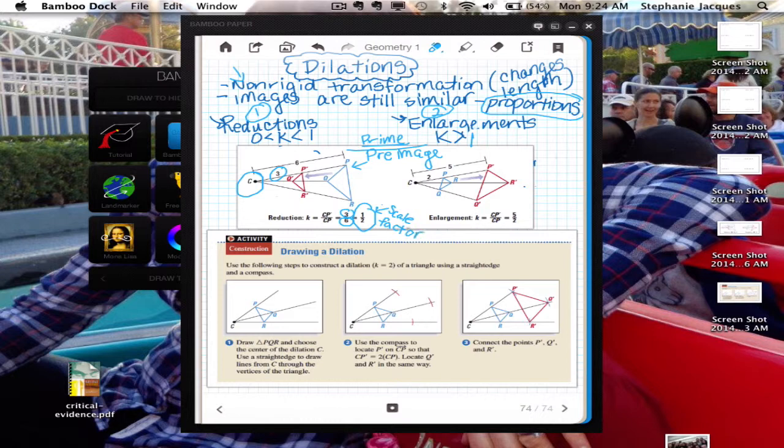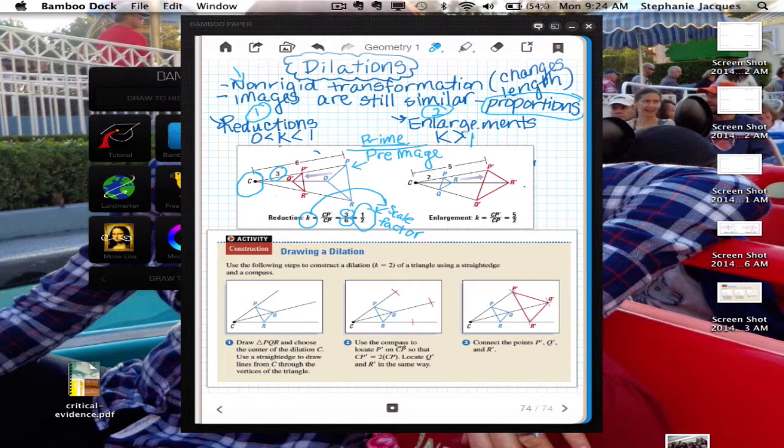And you're going to notice that they're going to relate the scale factor to K. So whenever they're talking about K, you know it means the scale factor. So if you look here, it says K for a reduction must be greater than 0 and also less than 1. So we look and we go 1/2. That's less than 1. So we know this was a reduction. The image got smaller by 1/2.